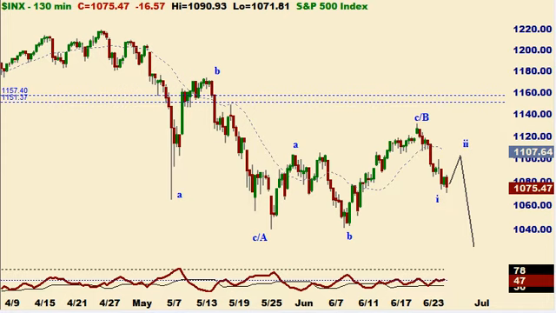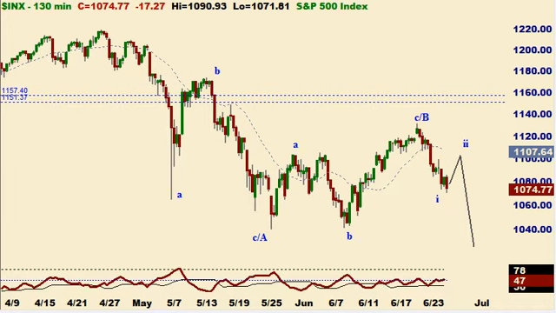And I just want to do a little bit of a review here of the counts on the S&P, the Dow, and the Nasdaq. First off, let's look at the S&P. I've got a 130-minute chart up here, which I find is kind of a nice balance between the longer term and getting a little bit of the intraday patterns as well.